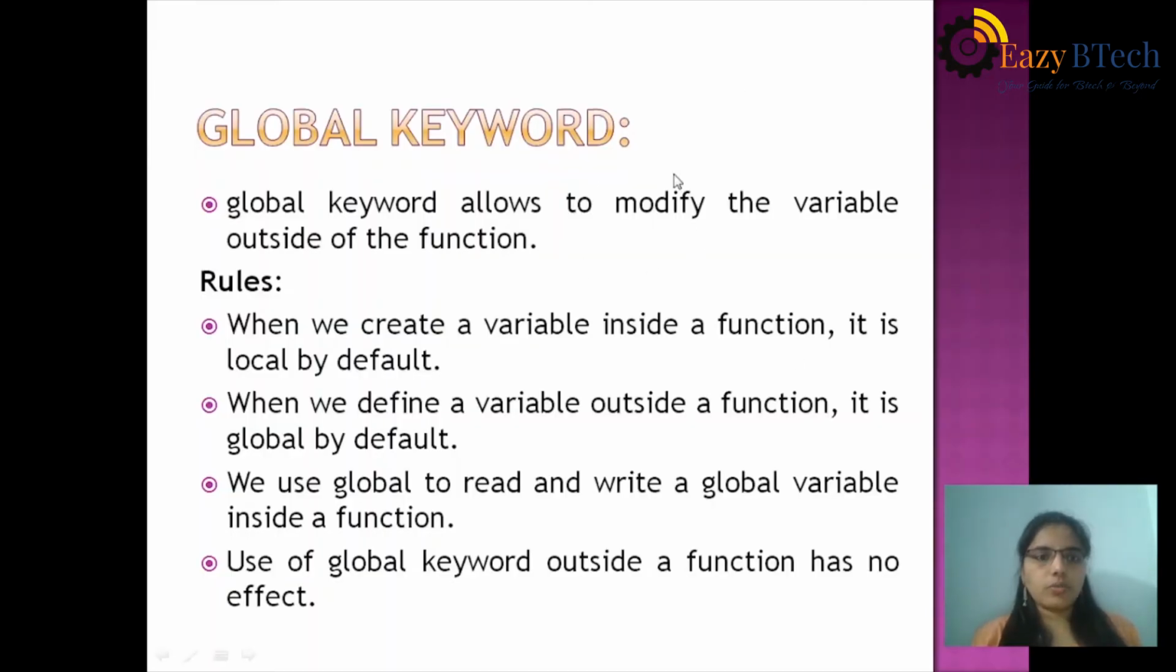Let's move on to the global keyword. What is a global keyword? The global keyword allows us to modify a variable outside the function. These are the rules for the global keyword. When we create a variable inside a function, it is by default local. This point is clear. I already told that when we define a variable outside a function, it is by default global. That is also clear. We use global to read and write a global variable inside a function. Use of the global keyword outside a function has no effect.